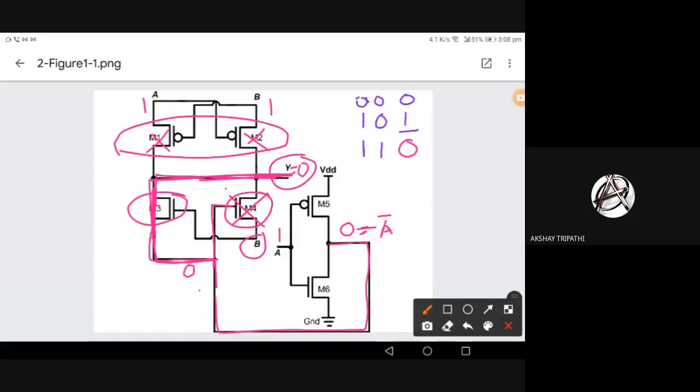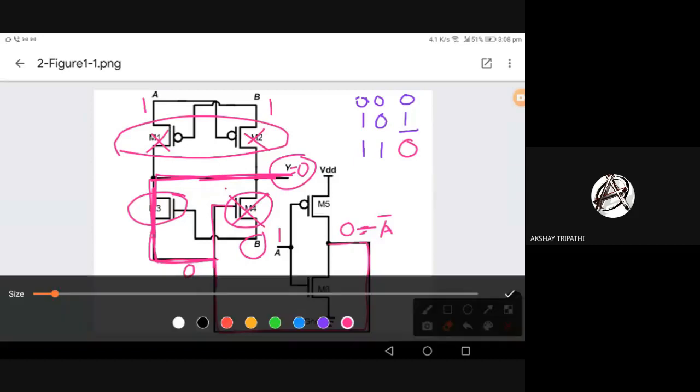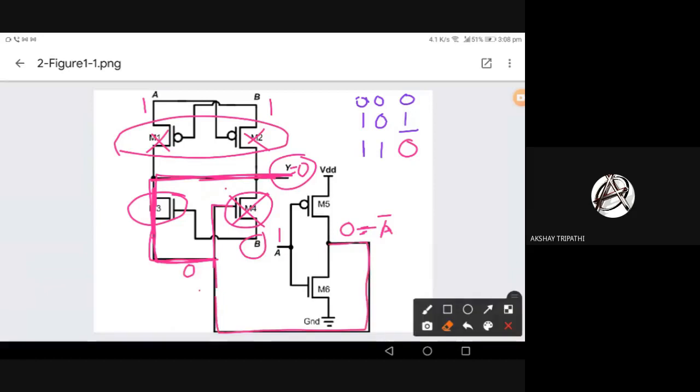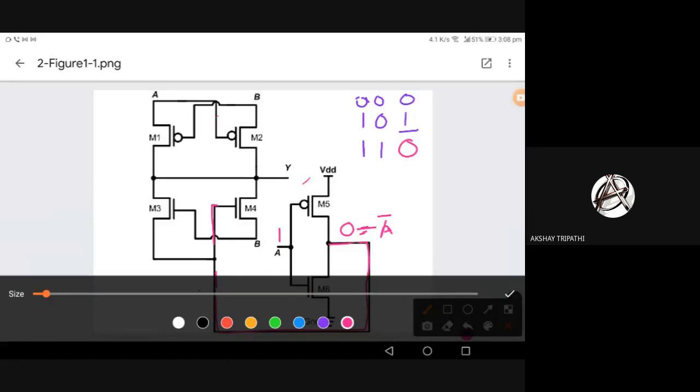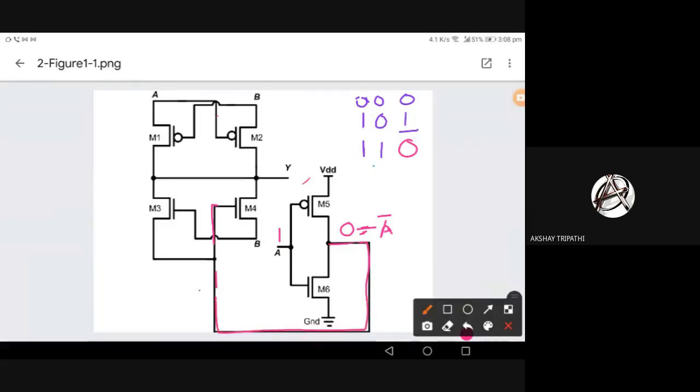Okay, so let's now analyze the last condition. I'll again rub those things so that we can analyze the last condition. So what is remaining now? The last condition remaining is 0 1. Okay, so A is 0 and B is 1. Let's see what will be the output value.